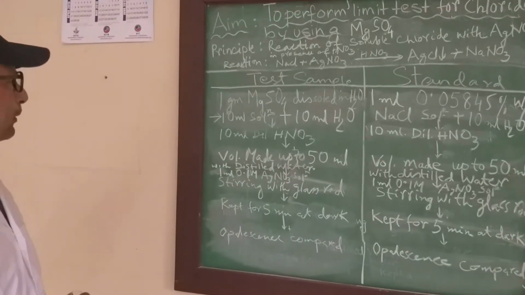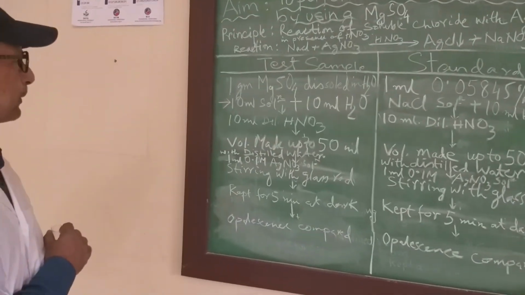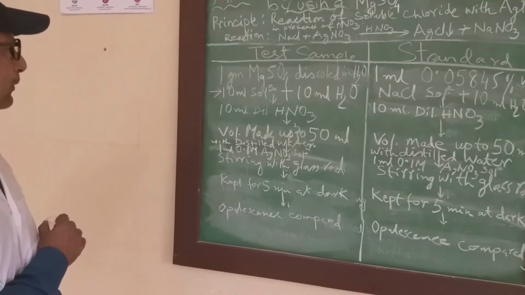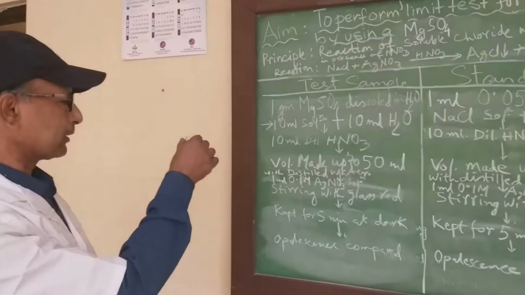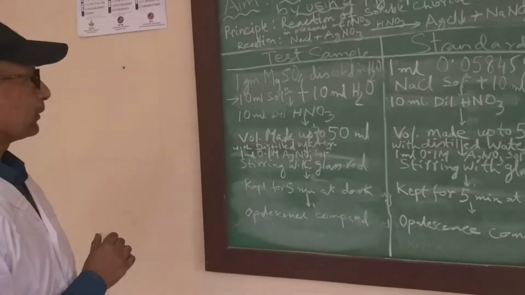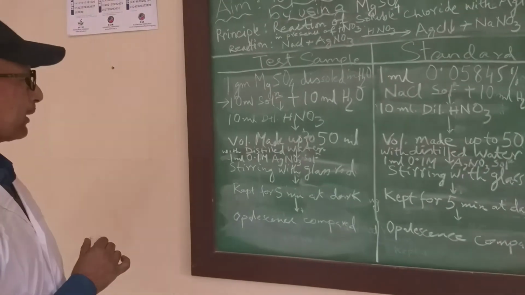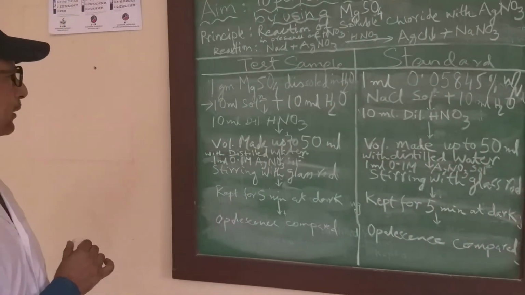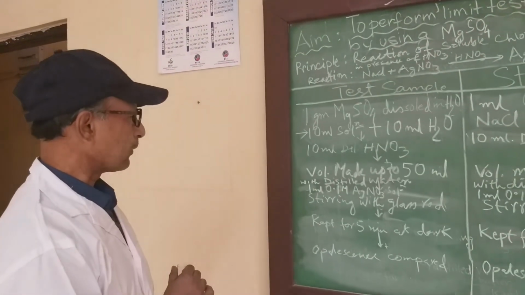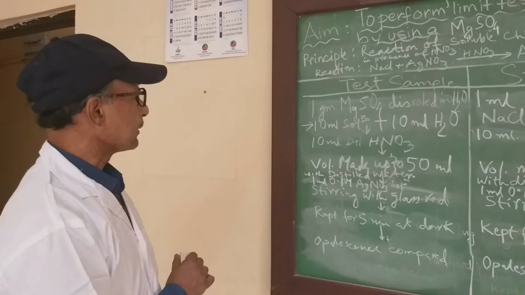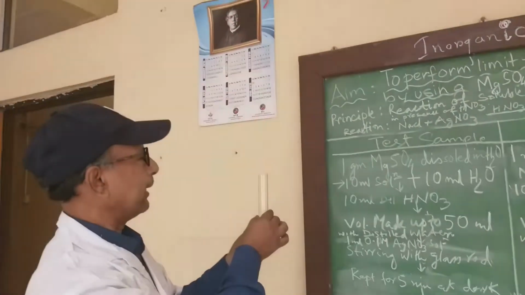In the test sample, I have already told you that magnesium sulfate solution has been prepared which contains 1 gram magnesium sulfate in 10 ml distilled water. We will take this 10 ml solution in the test Nessler cylinder. We will add 10 ml of water. Then we will add 10 ml dilute nitric acid. Dilute nitric acid contains nearly 10% nitric acid, which is prepared from concentrated nitric acid. Then we will make up the volume up to 50 ml by adding distilled water to it.